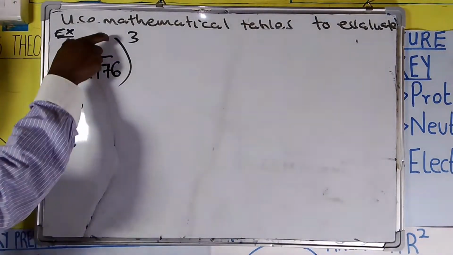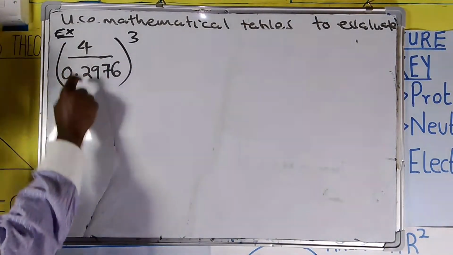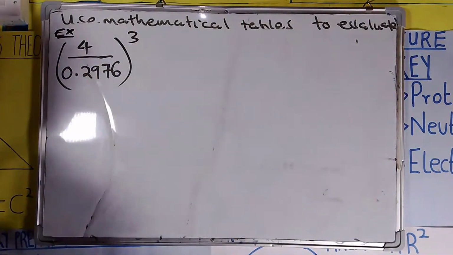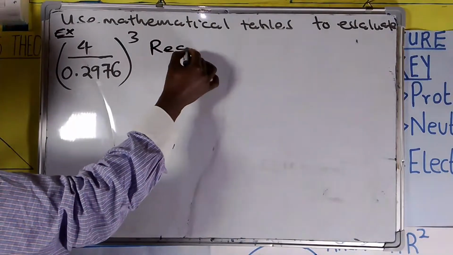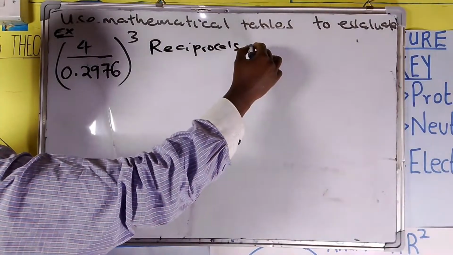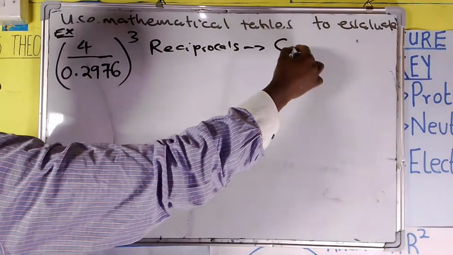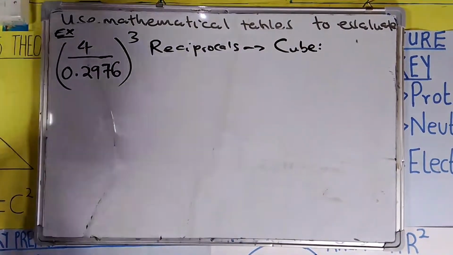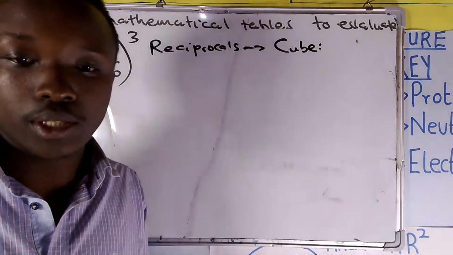So if we have this one, we are going to use the reciprocal here. Then whatever we get, we cube it. So we need to understand that we will first start with the reciprocal, followed by the cube. We are also going to learn how to cube using mathematical tables.